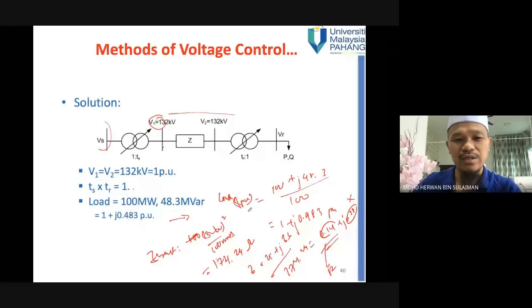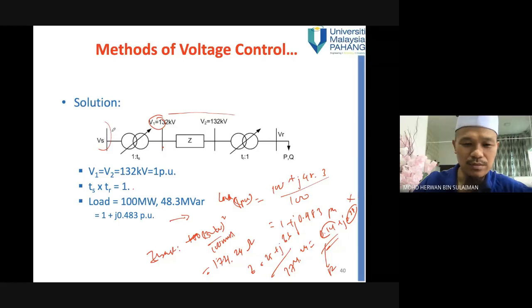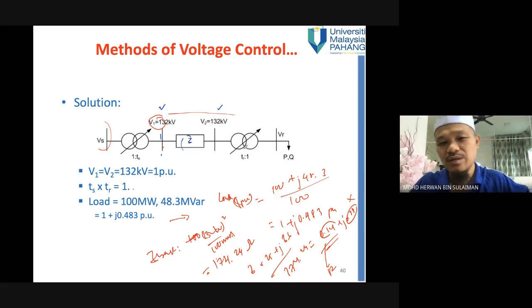So first you need to sketch. This is your sending end voltage of V1. Okay, you have a tap changing transformer, so you have TS here, and then you have a TR. This is your V1, V2, sending end, receiving end from the transmission line. So this line is 132 kV. So you have Z. Z is given in ohms. Okay, and then this is your receiving end, your step down transformer. And then this is your receiving end.